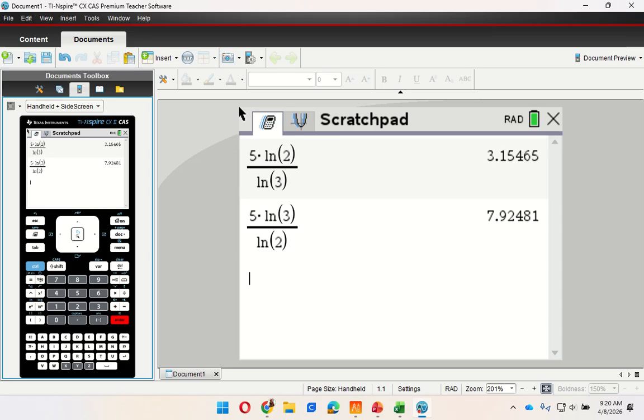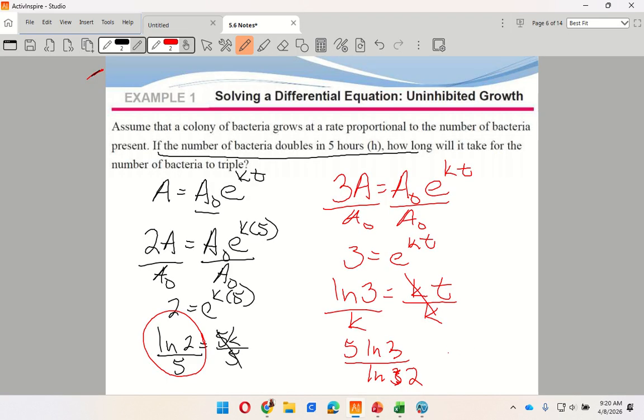There you go. Now, in calculus, how far do we round? 3 decimal places. So my answer is going to be 7.925. What are my units? What did we solve for? We solved for time. So when time in this problem is hours.